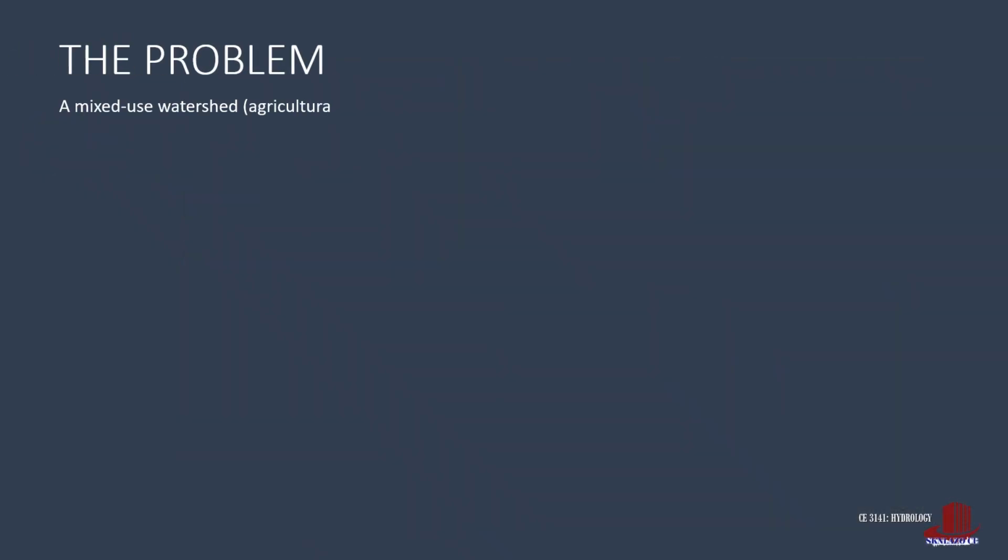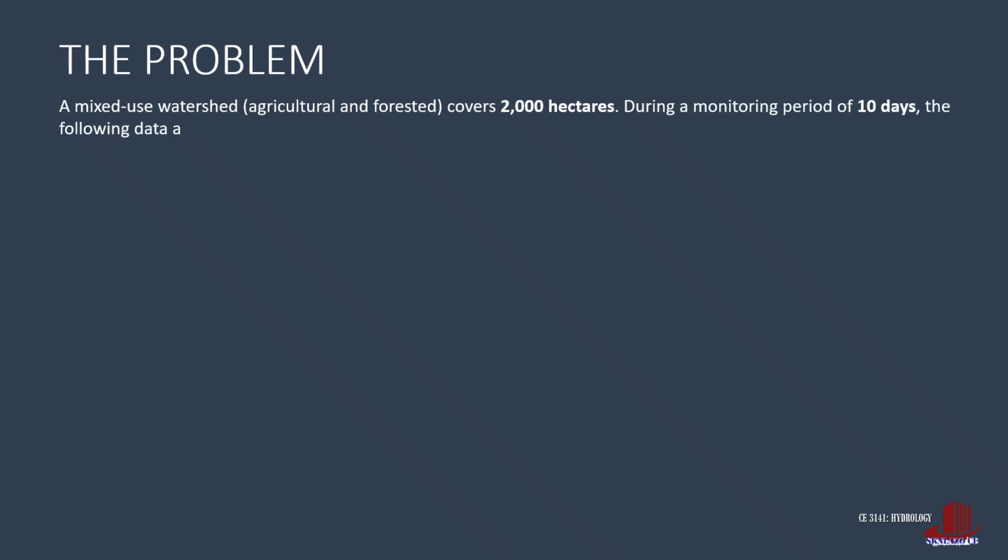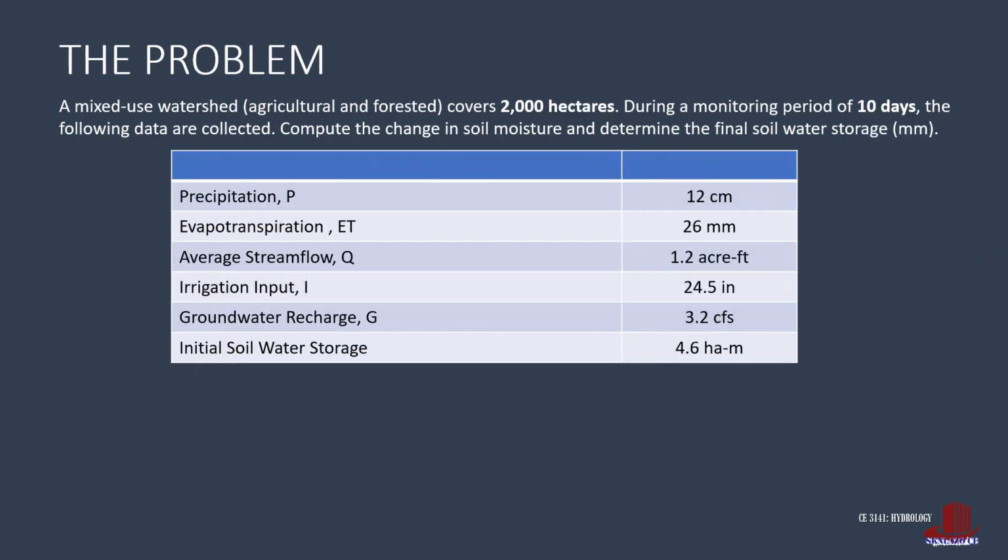The problem includes a watershed of 2,000 hectares area. A 10-day storm has been recorded with the following properties, and we are tasked to compute for the change in soil moisture and also the final soil water storage.